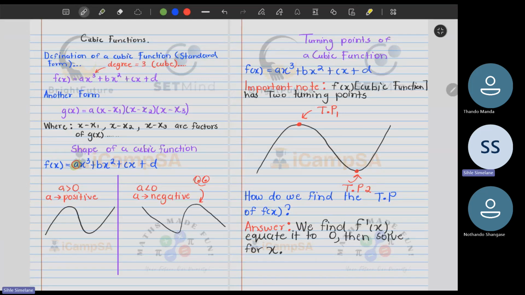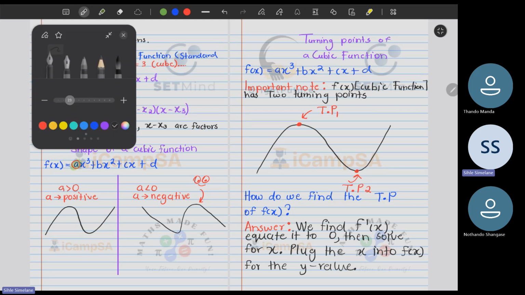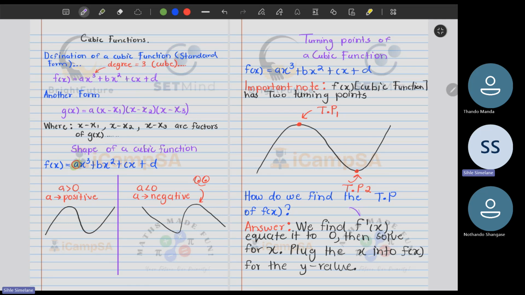Then after getting x, what you do is you plug the x into our given equation, which is f of x, for the y value. That is what you're going to do. So to find the turning point, we must find f dash of x. And remember, all this speaks to, guys, is deriving. So what we'll do is we'll derive.